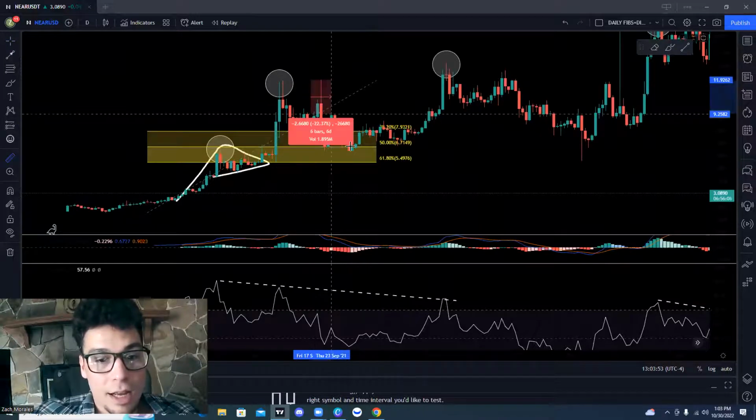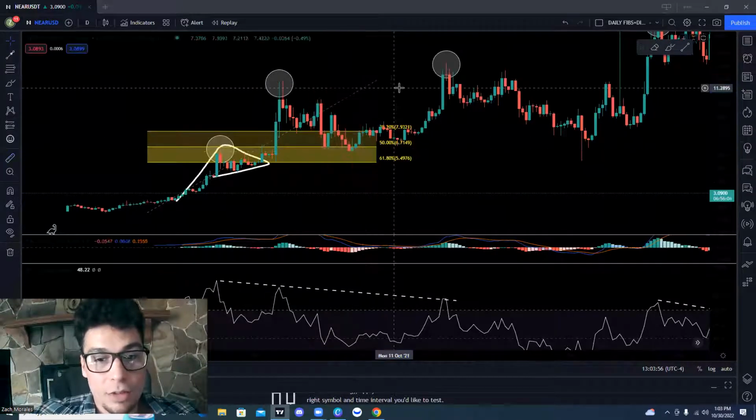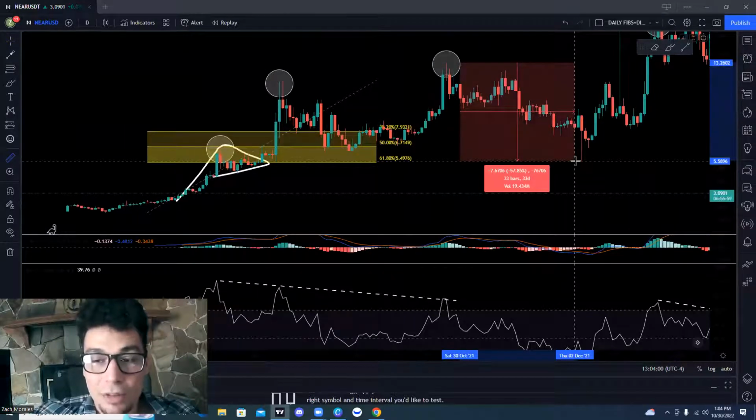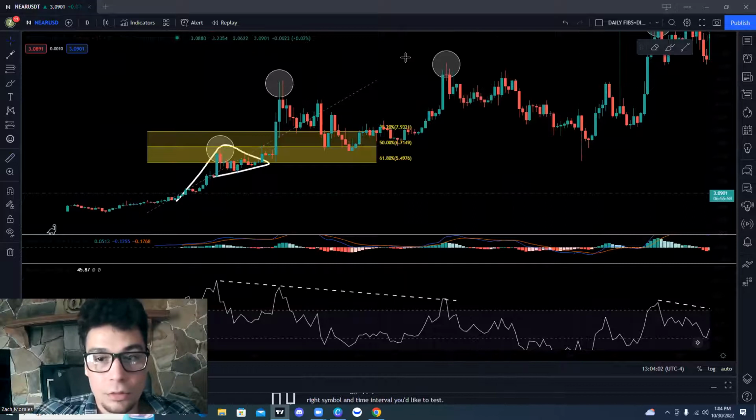If we measure from this high down to here, that's a 46% drop. And if we measure from this high right here down to this low right here, that's a 57% drop. Now, instead of bullish divergence, we had a bearish divergence. So we have a high here, a higher high here. We have a high here, a lower high here.